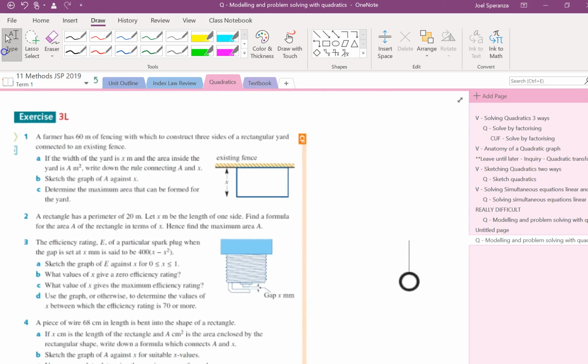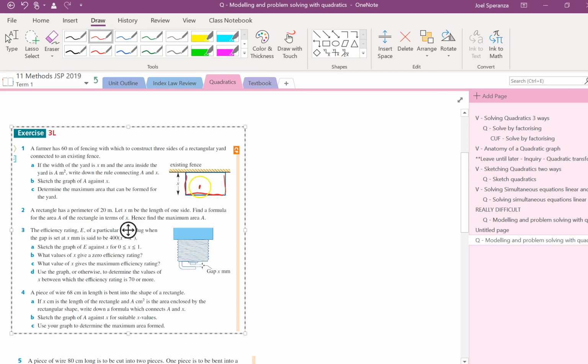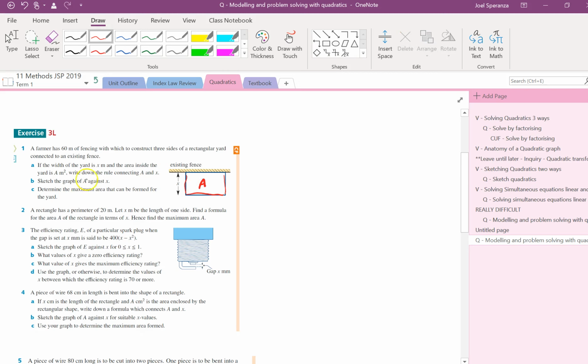All right, so first question here is about a farmer. A farmer has 60 meters of fencing with which to construct 3 sides of a rectangular yard. So this length plus this length plus this length is going to be 60 meters. If the width of the yard is x and the area inside is a, write down the rule connecting a and x. All right, so basically we need to know that area is always equal to length times width.